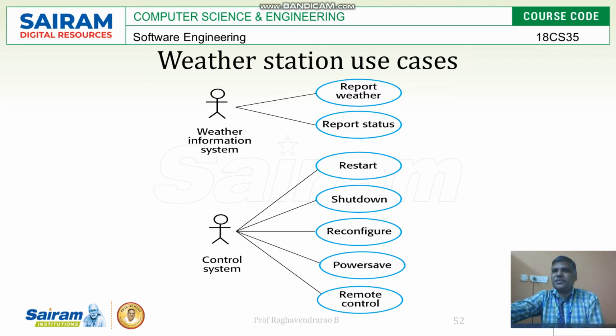The same thing is described in the use case diagram: weather station, information, and control systems. Here the control system is going to control restart, shutdown, reconfigure, power save, remote control. All the functionalities are going to be controlled by the control system. The weather information system can have only two things: report the weather and report the status of the weather forecasting. You will come to know what the functionalities are, how it is getting controlled, and what functions it is going to control. Everything you will come to know in the use case diagrams.